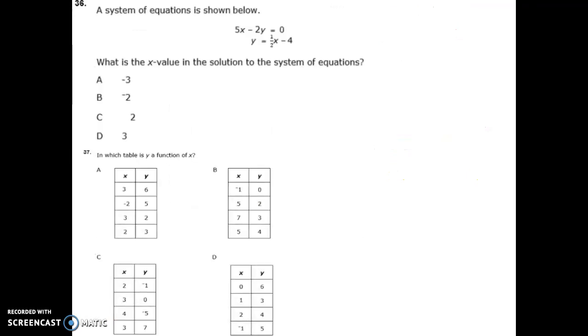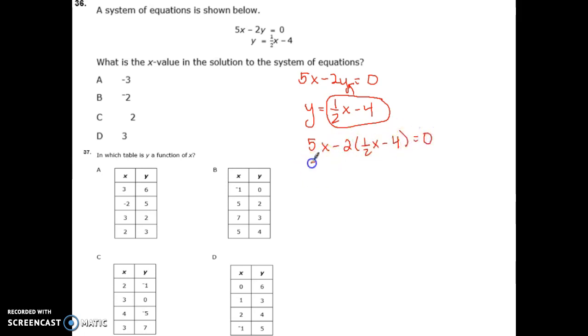All right, moving on. 36, system of equations. This is y'all's favorite: substitution. Write down the problem on the side. So 5x minus 2y is equal to 0, and y is equal to 1/2 x minus 4. Y is alone, so we put this here for y. So we end up with 5x minus 2 times 1/2 x minus 4 is equal to 0.